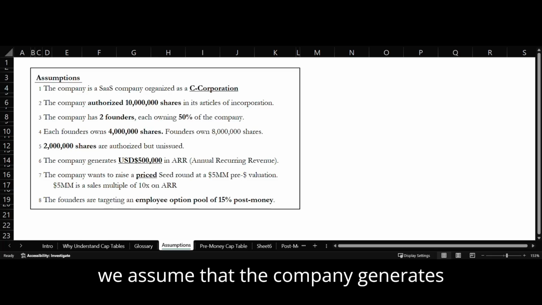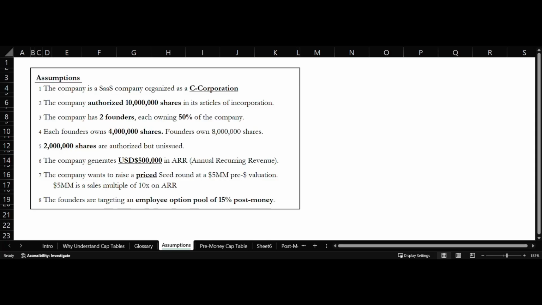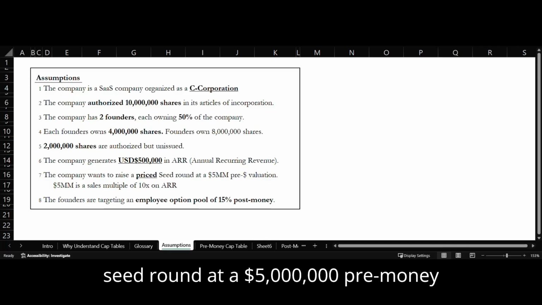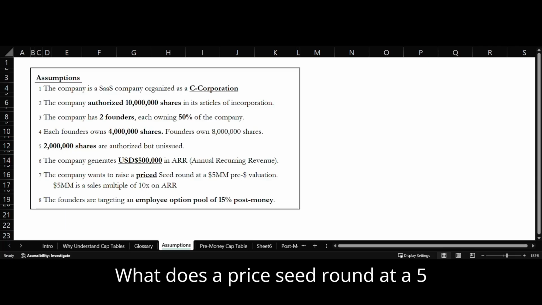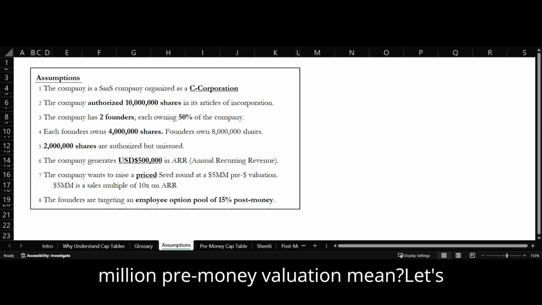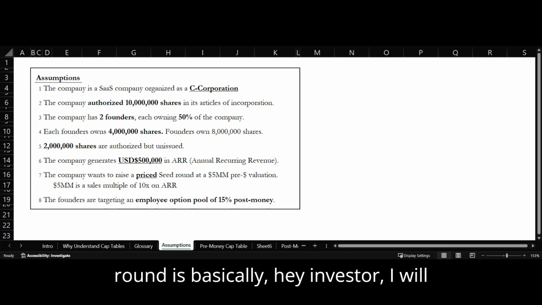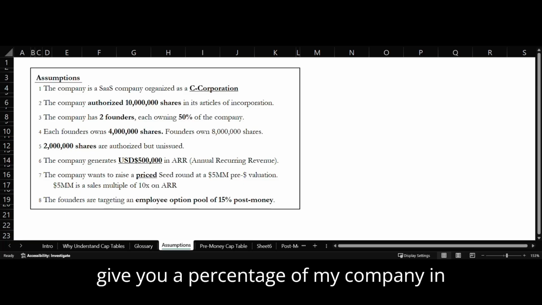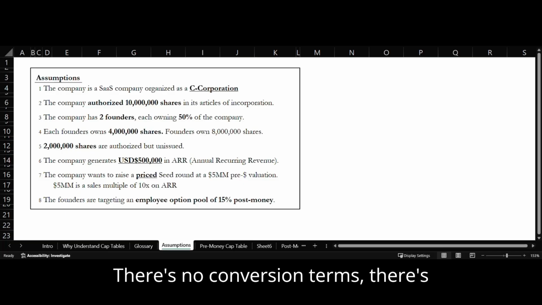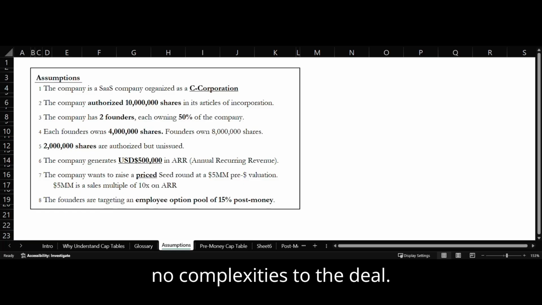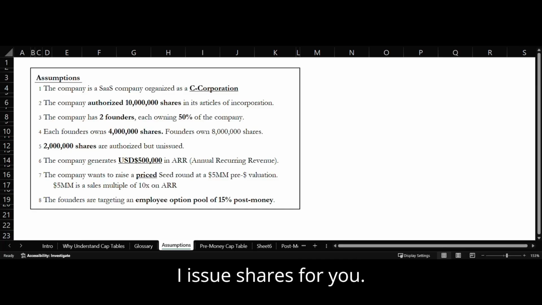Here, we assume that the company generates $500,000 in annual recurring revenue, and the company wants to raise a priced seed round at a $5 million pre-money valuation. That was a lot. What does a priced seed round at a $5 million pre-money valuation mean? Let's start with priced seed round. A priced seed round is basically, hey investor, I will give you a percentage of my company in exchange for money. There's no conversion terms, there's no complexities to the deal. It's rather simple. You pay me money, I issue shares for you.